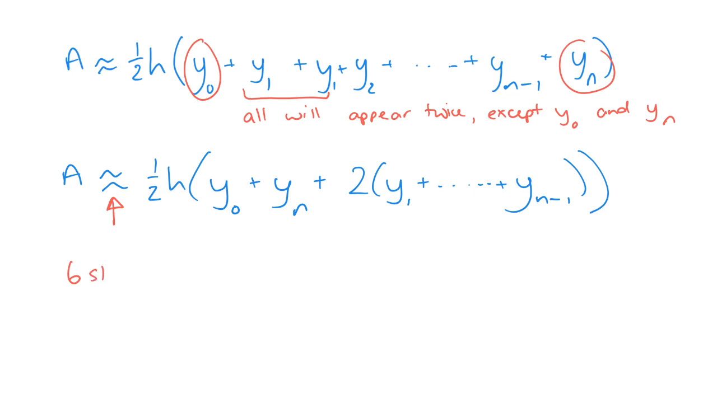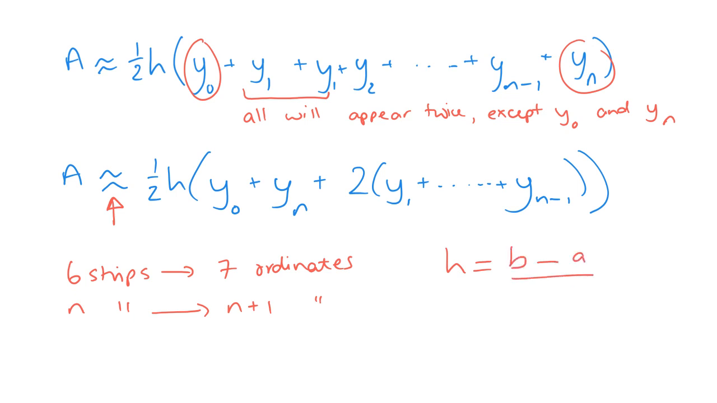So if we have 6 strips, that will give us 7 ordinates. Okay, if we have 7 strips, it would be 8 ordinates. So if we have n strips, we have n plus 1 ordinates. And then the other thing, and this again is given to you in the formula booklet, is our height, h, is found by b minus a, which were our limits for the area, over n, which is the number of strips.